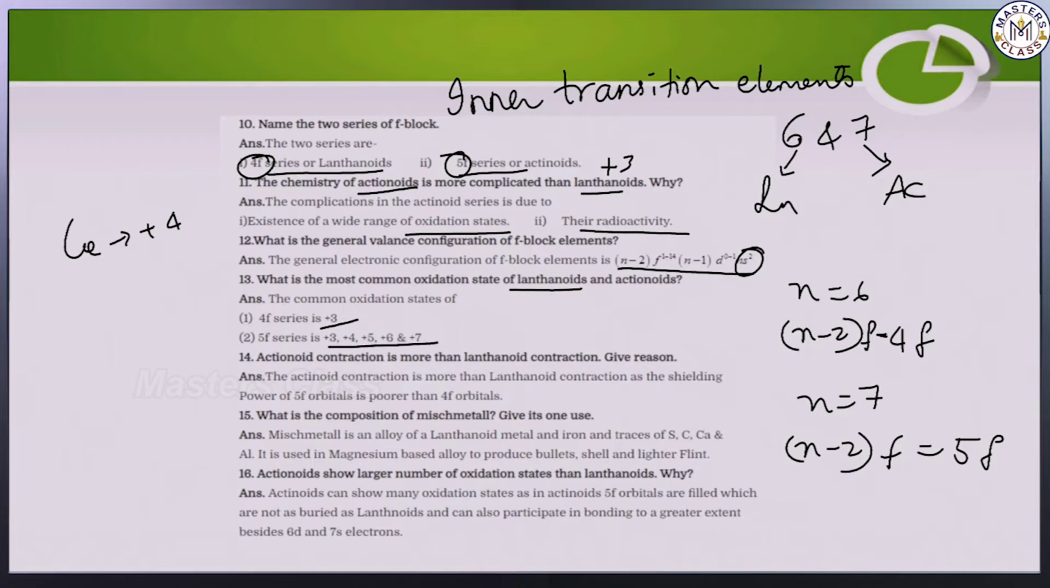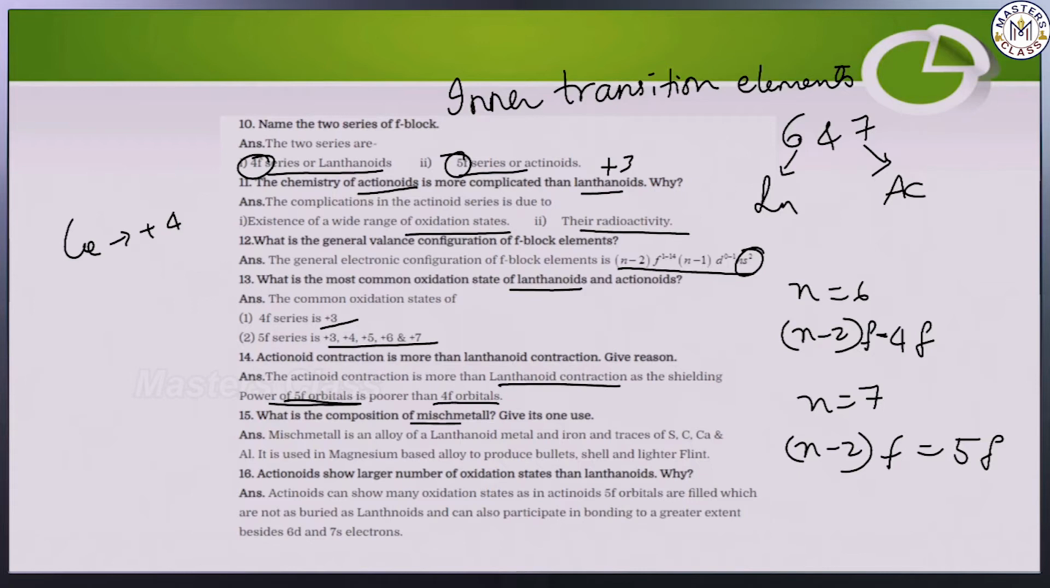Actinoid contraction is more than lanthanoid contraction. Just as we see lanthanoid contraction in lanthanoids, in actinoids there is actinoid contraction. That is due to the 5f orbital, but the shielding power of the 5f orbital is still poorer than that of the 4f orbital.